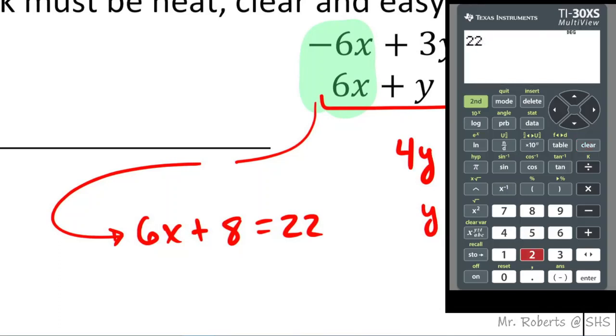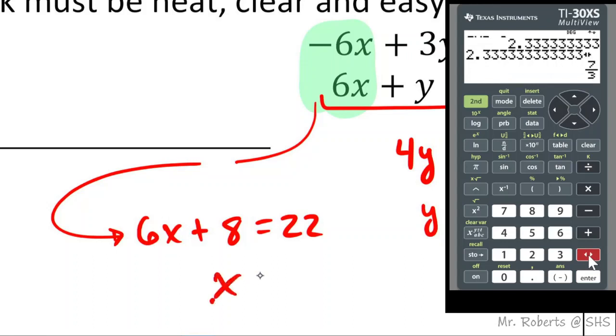calculator, 22, I'm going to subtract 8, that gives me 14, and I'm going to divide that by 6. When I do that, I get 2 2/3, and I'm going to ask my calculator to display this as a fraction, and it says it's 7/3. So I get that x is equal to 7/3. I think that's 14/6 also.